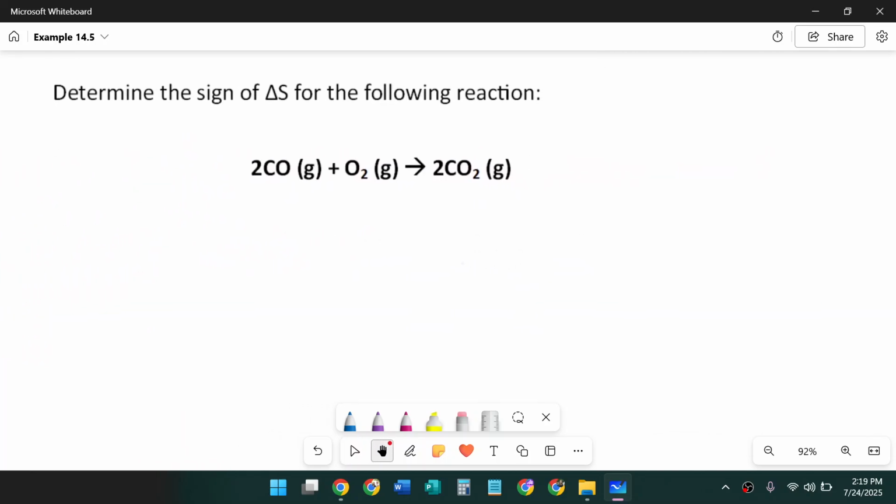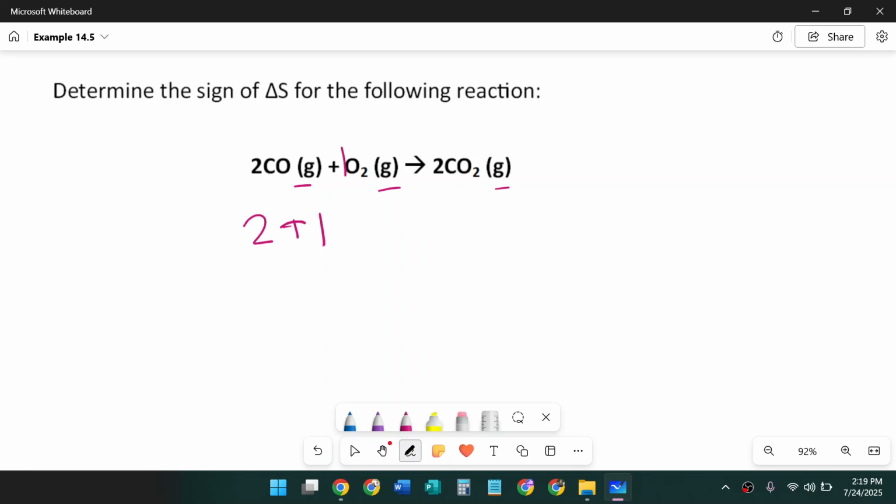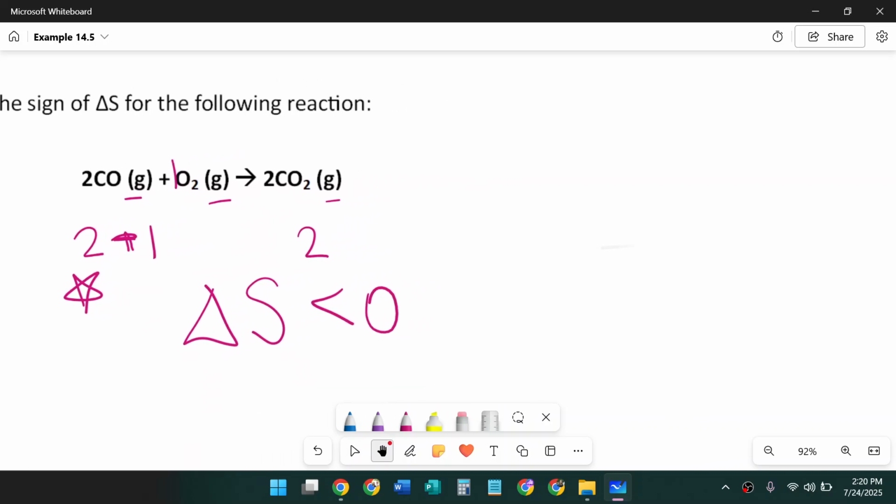Okay, next one. Determine the sign of delta S for the following reaction. Let's look first at the phases. Okay, so they're all gas, so that tells us nothing. Now let's look at the number of molecules. We have 2 plus 1 on this side, and then we have 2 on this side. So the winner for molecules is here, which means, I guess you could think of it as there's more chaos on the left, on the reactant side. So this one is decreasing in entropy, or losing entropy. And so for this one, the change in S is going to be negative because it's losing entropy.